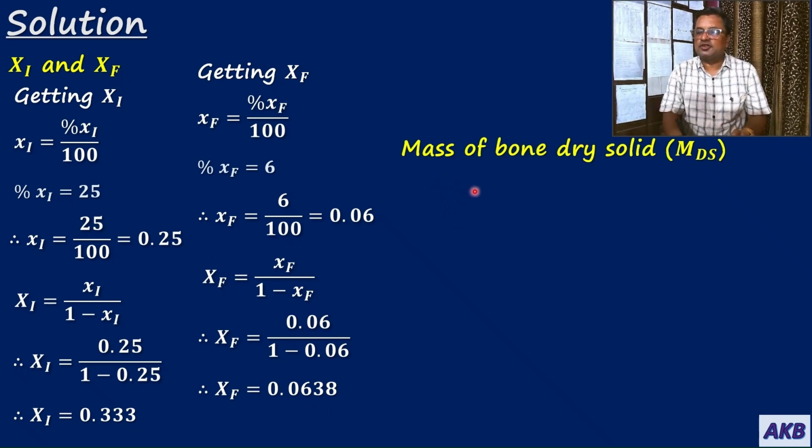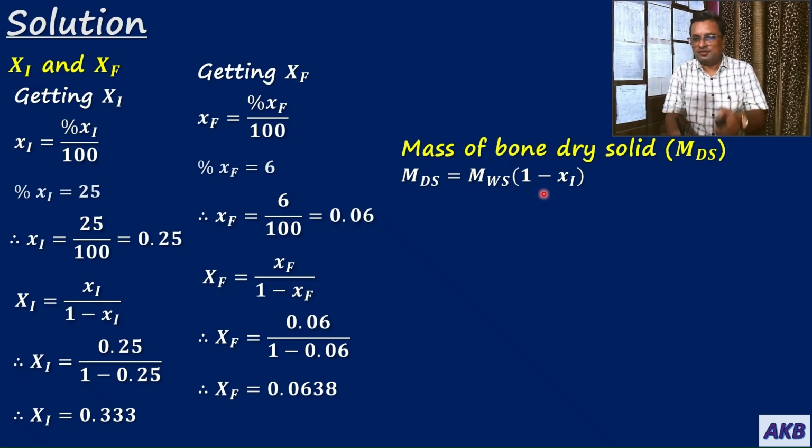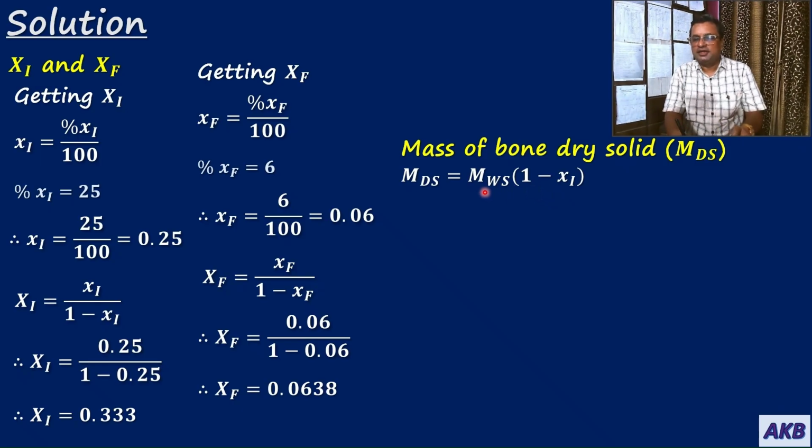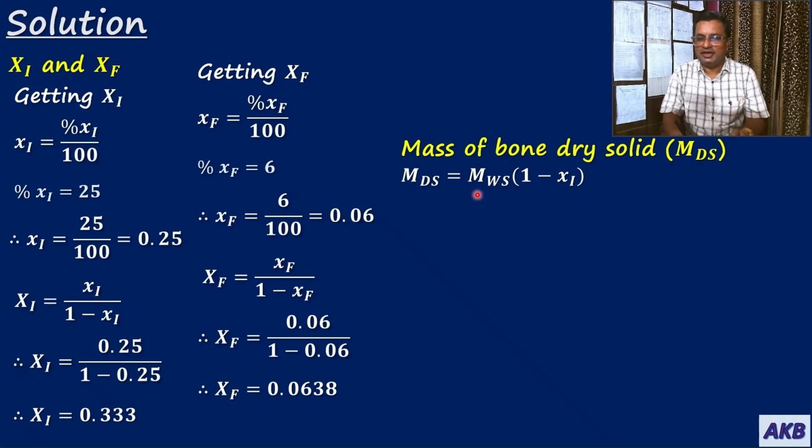Then let us get mass of bone dry solid, that is MDS. So MDS is MWS into 1 minus small xi. We know that small xi is the fraction of moisture in the initial wet solid. So therefore, 1 minus small xi will be fraction of the bone dry solid. So fraction of bone dry solid into mass of wet solid will give us mass of bone dry solid. So MDS is equal to MWS into 1 minus xi.